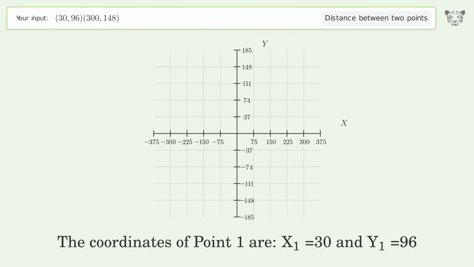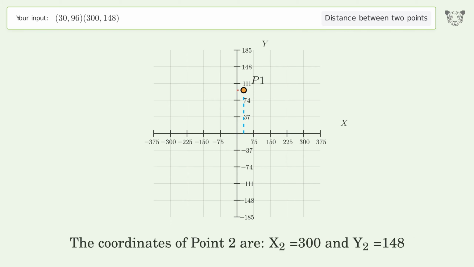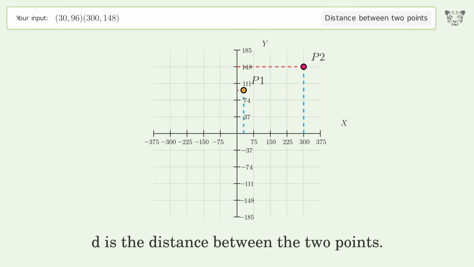The coordinates of point 1 are x1 equals 30 and y1 equals 96. The coordinates of point 2 are x2 equals 300 and y2 equals 148. D is the distance between the 2 points.